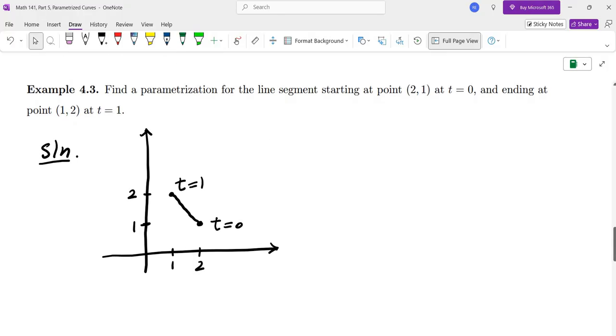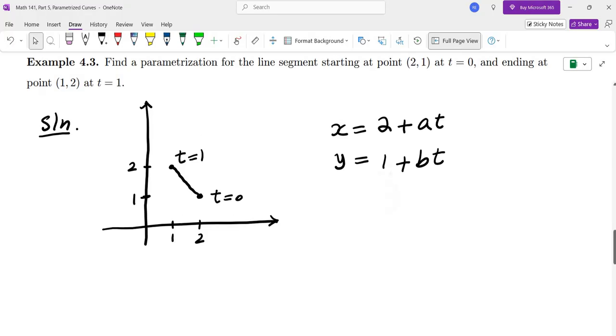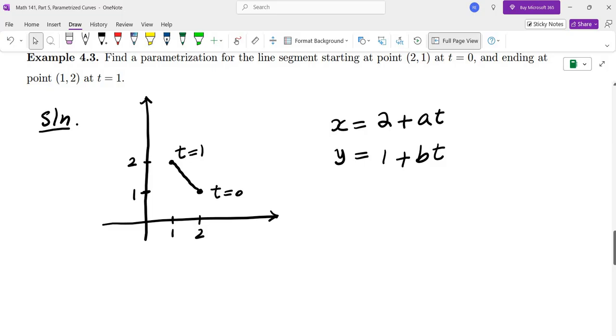Well, first of all, this is a line segment. Because it's a line segment, you would expect the parametrization to be linear, so it would have to be something like a plus bt. At t equals 0, we have to get (2, 1). So it would have to be x equals 2 plus at and y equals 1 plus bt, because it's a line, and because at t equals 0 we would like to get (2, 1). So this would have to be the parametrization.